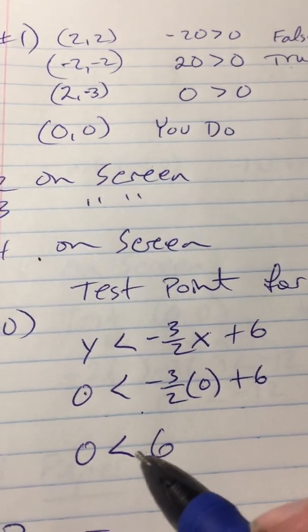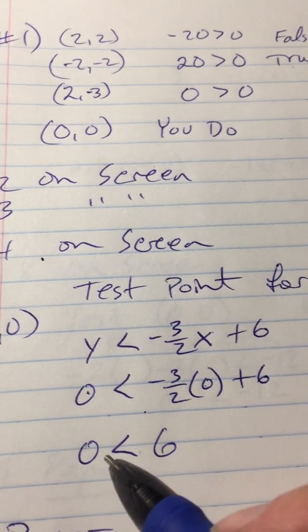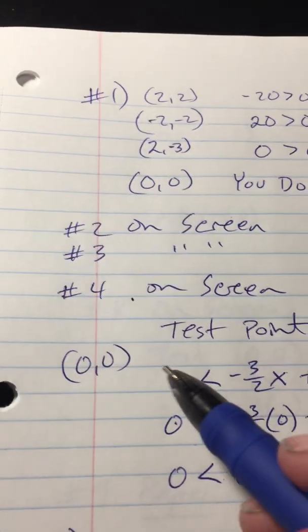It's eating the bigger number, so it's saying 6 is the bigger number. Is 6 bigger than 0? Yes. So is this a solution? Yes. This one is a solution.